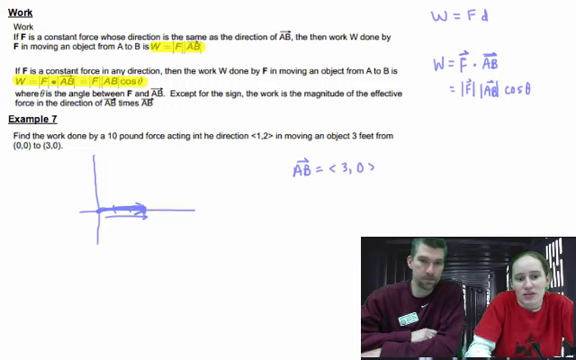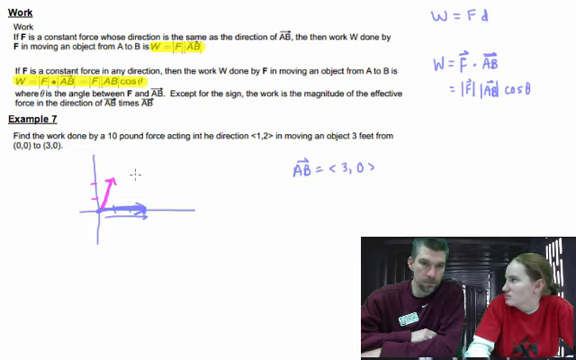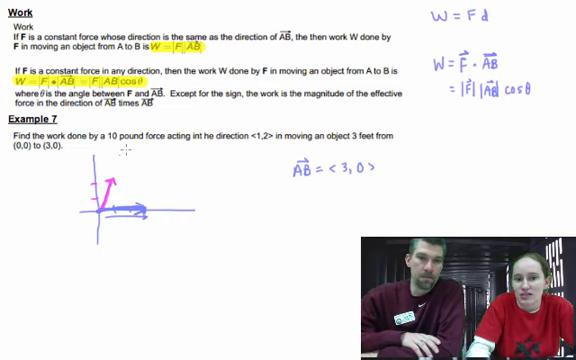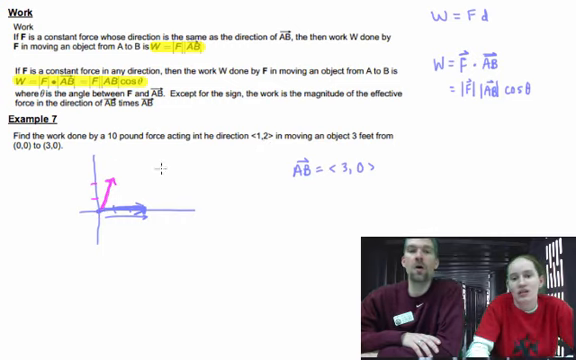Okay, the other one's a little trickier. We've got a 10-pound force acting in the direction 1, 2. But the magnitude of 1, 2 is not 10. So we need to figure out what the vector is that would have a magnitude of 10 in the direction of 1, 2.